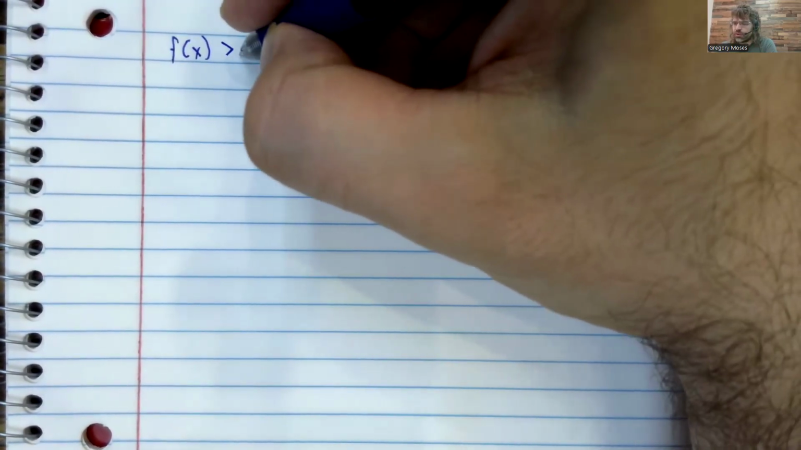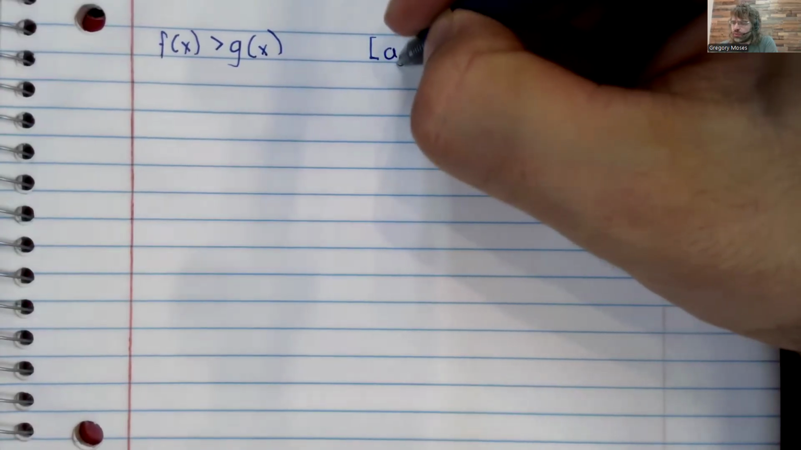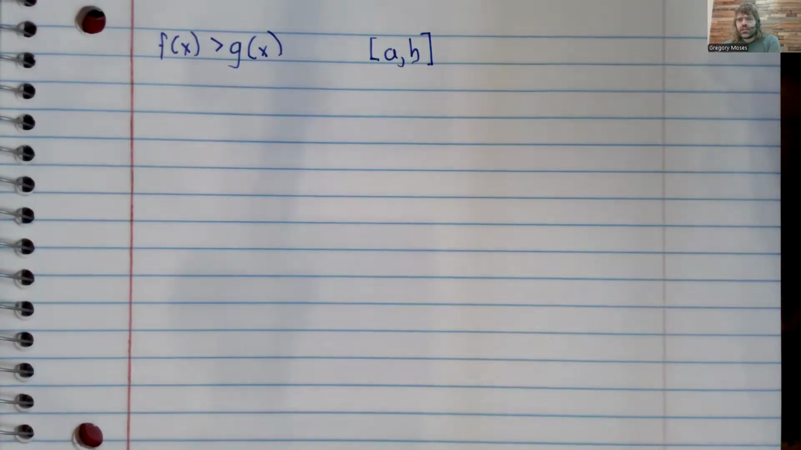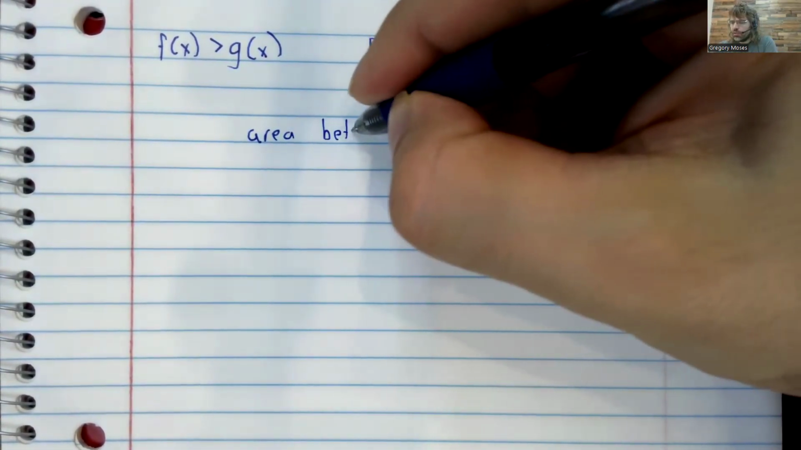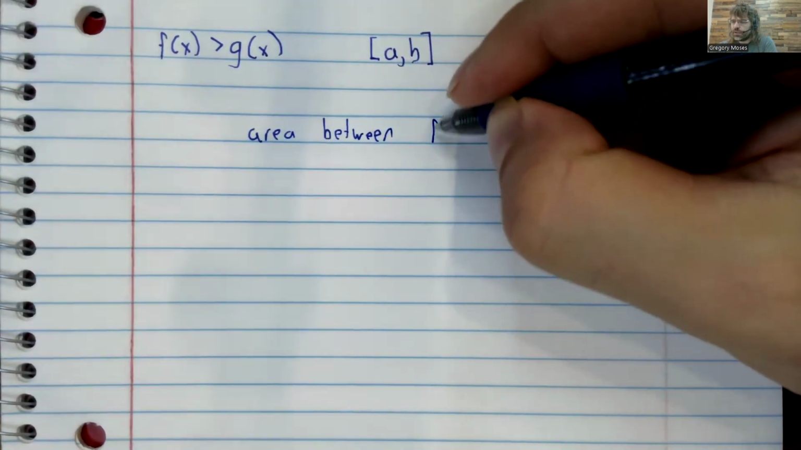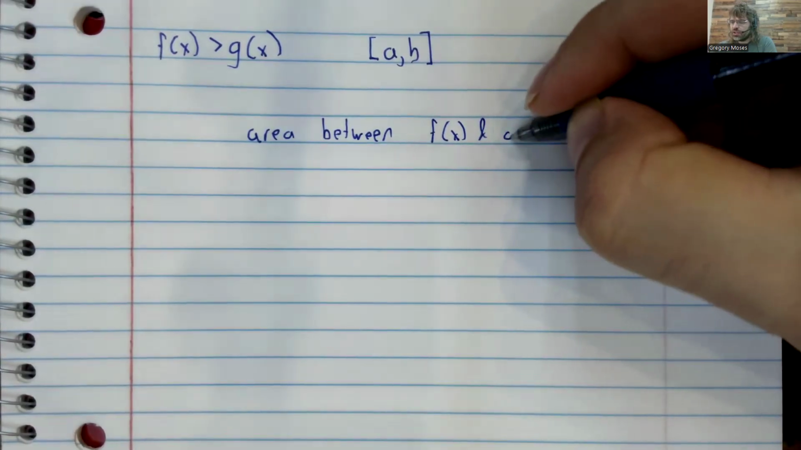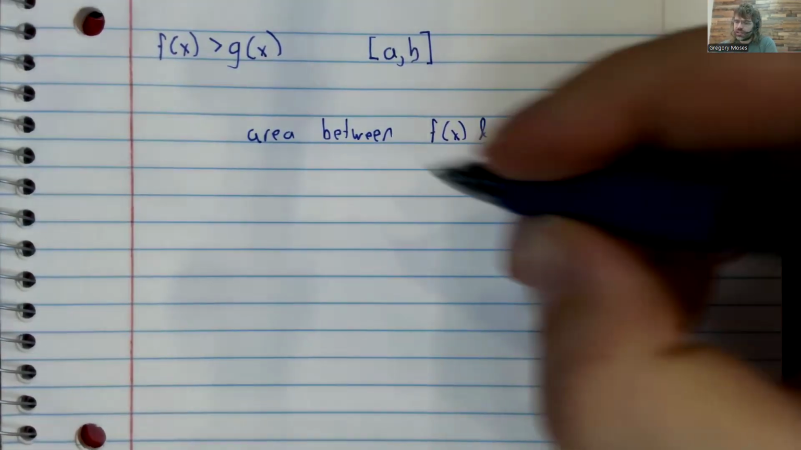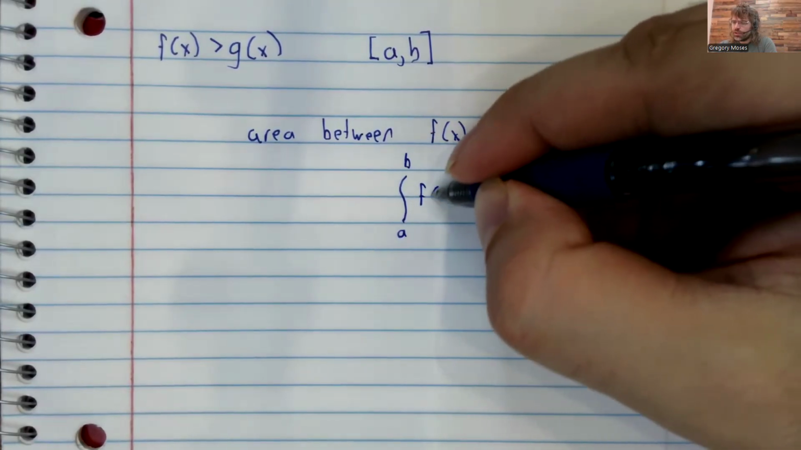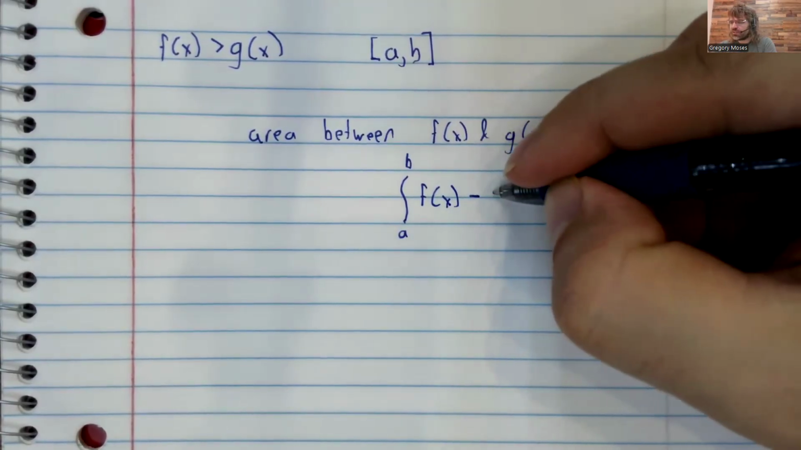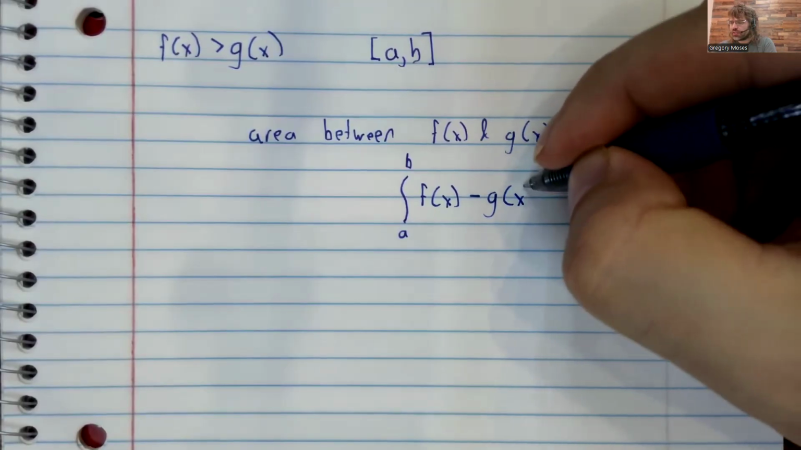Say that one function is bigger than another function. F of x is bigger than g of x on some interval from A to B, then the area between f of x and g of x is the definite integral from A to B of f of x minus g of x.